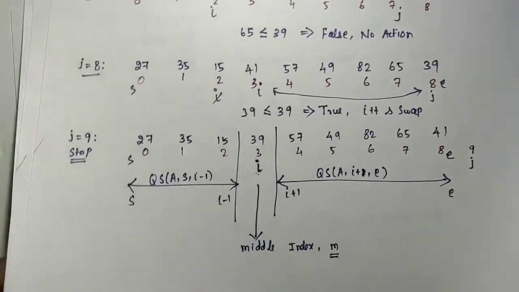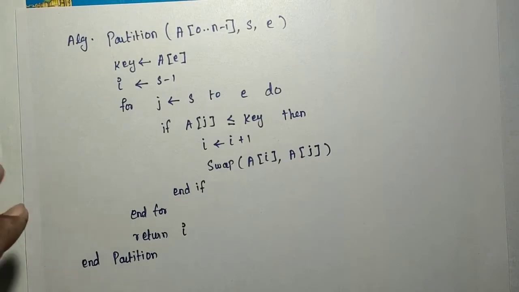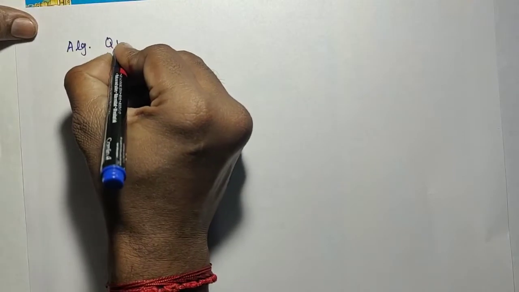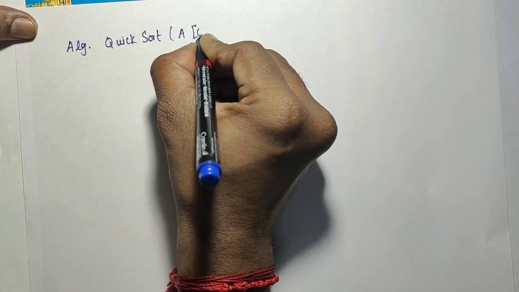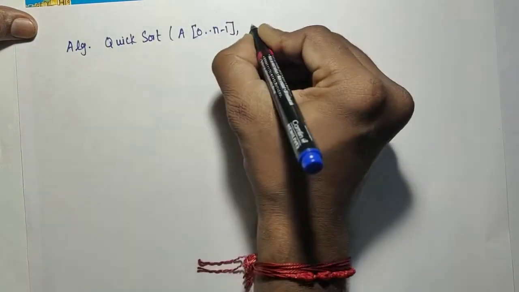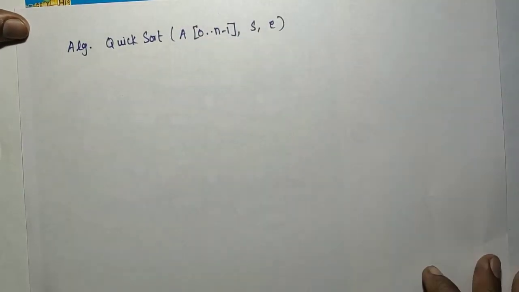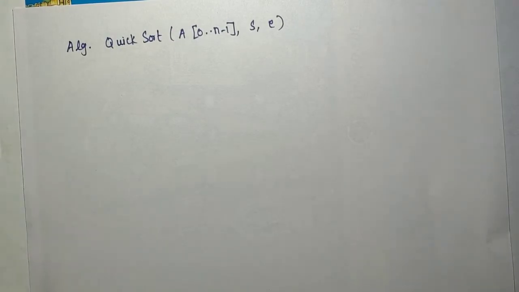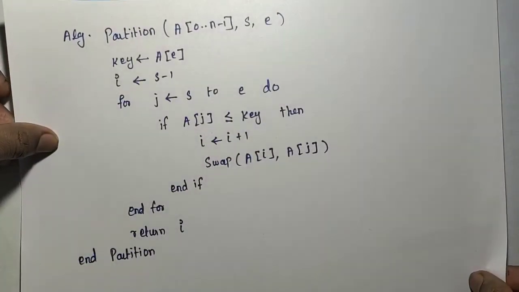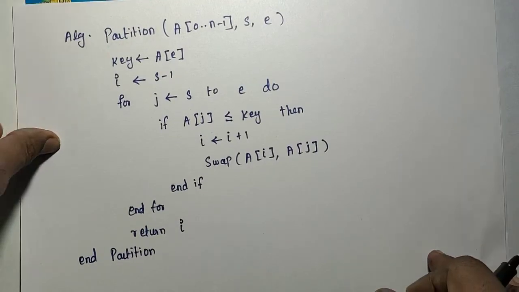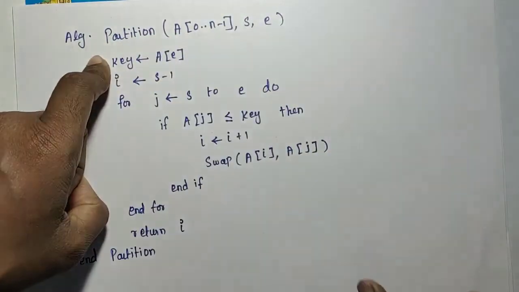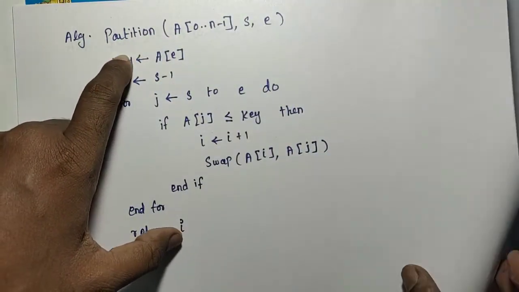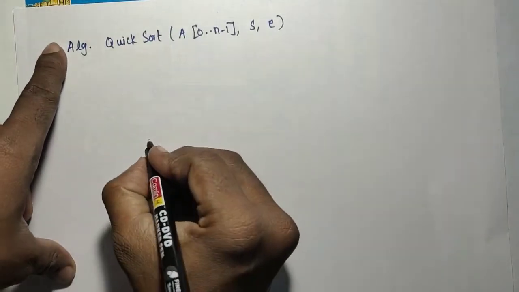Okay, so now we will discuss the algorithm for quicksort. Here also I need to pass A, 0 to n minus 1, comma starting and end, like this. In merge sort, the first step is finding the middle element. Here also we are going to find the index of the middle element by using this partition algorithm. It is going to return that middle element. So the first step is finding the middle element.